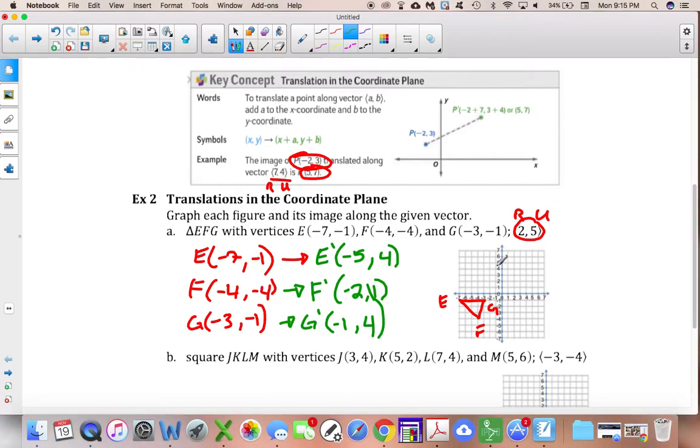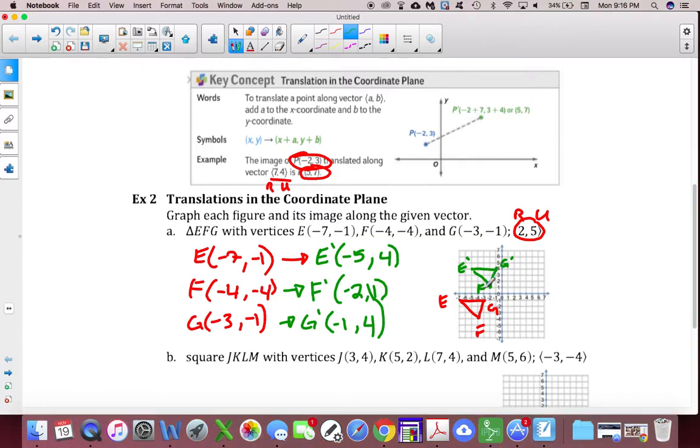Okay, and then my other one is -5, 4, right about there, is E prime. F prime is -2, 1. That's F prime. And G prime is -1, 4. So now I have this guy going on here. Again, same shape, same size. I've just moved him 2 to the right, 5 up, and then he's done.